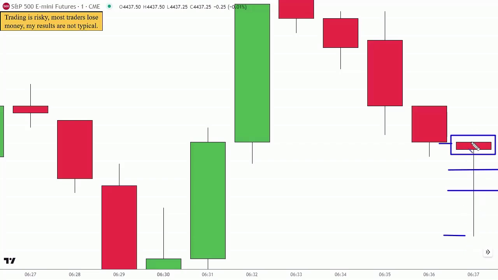Now, the other thing is sometimes people think the concept of whether the real body is red or green is important. And in this situation, it really isn't, because we want that narrow range real body. Because the open and the close are so close together, don't get caught up in whether it's red or green. Red would mean it closed below the open. Green means it closed above the open. But the point is that they're so close that in the real market, it's negligible. And it doesn't really matter if it's that close to each other.